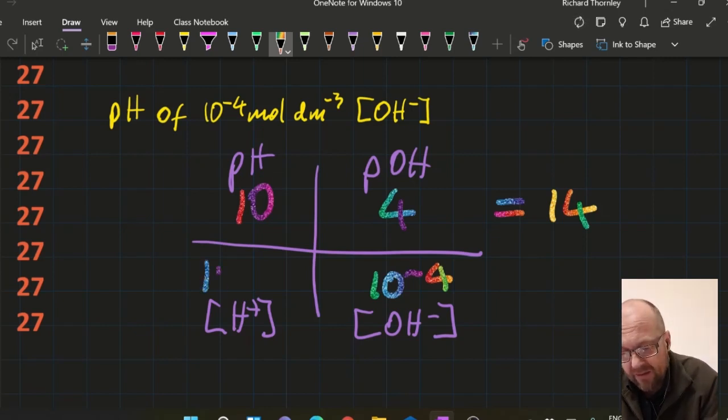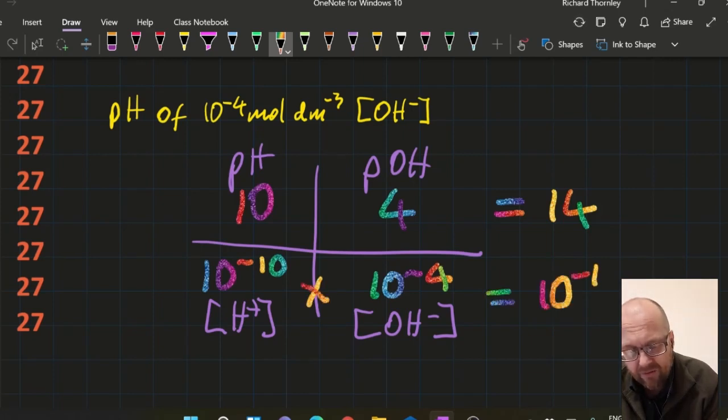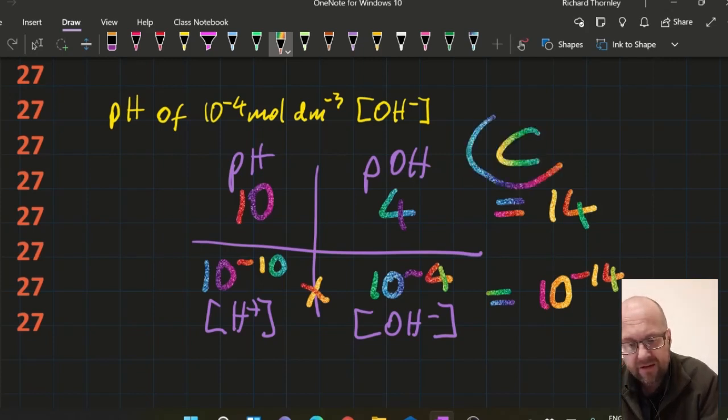And then this is going to be 10 to the minus 10, because when you multiply them together, you get 10 to the minus 14. What's the question? pH of ammonia. So the pH of ammonia is 10. So 27 is C. C. Yep.